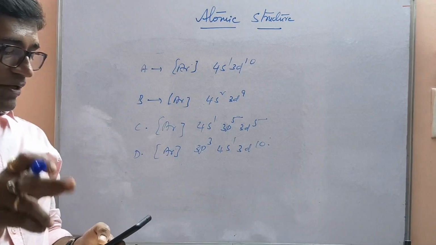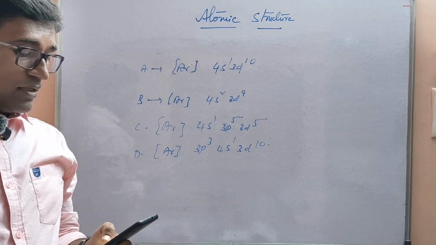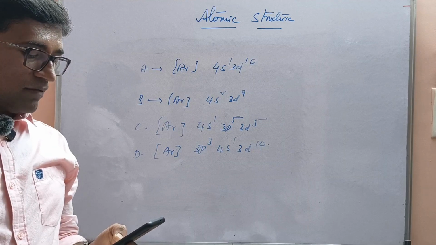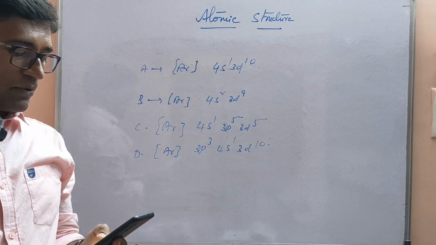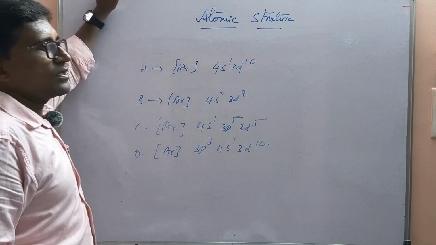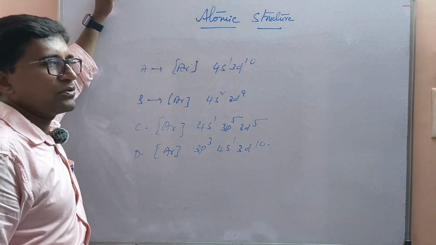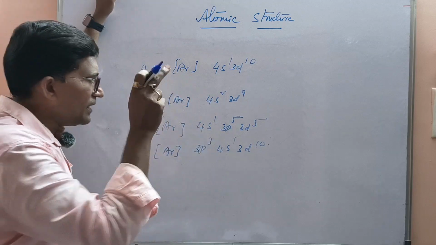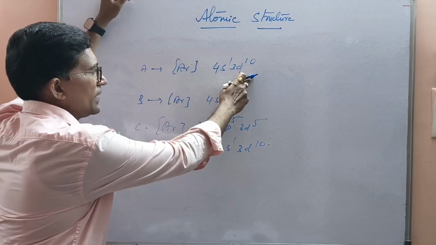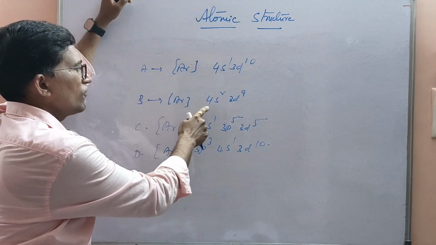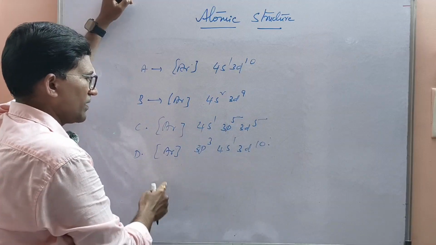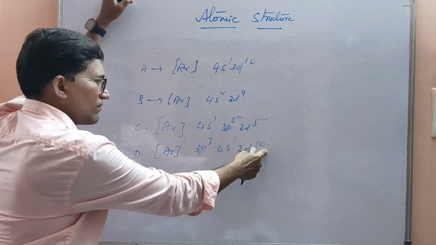It is the wrong way of asking the question. The elements with orbitals fully or partially filled are stable. The electronic configuration of copper, whose atomic number is 29, is the question, not the valency. Here argon 4s1 3d10 was given, argon 4s2 3d9 was given, argon 4s1 3p5 3d5 was given, and argon 3p3 4s1 3d10 was given.